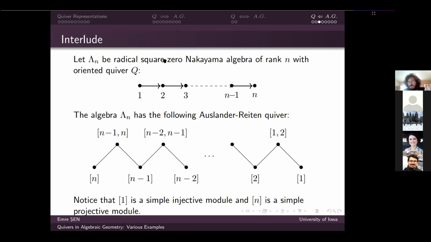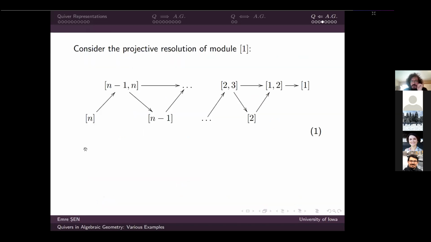And with radical square 0, we don't have any module of length 3, right? And it has a very nice, easy Auslander-Reiten quiver. And these are the simple modules. We have a simple module on each vertex, and we can index them by these numbers. And we have the projective modules. And of course, this one is the simple injective, and this is the simple projective module, right?